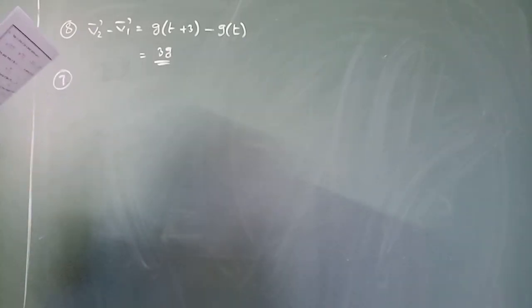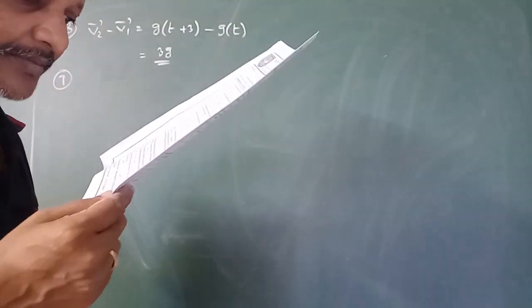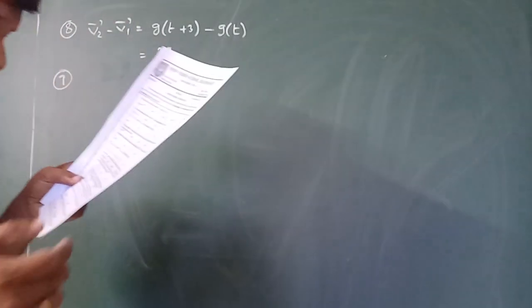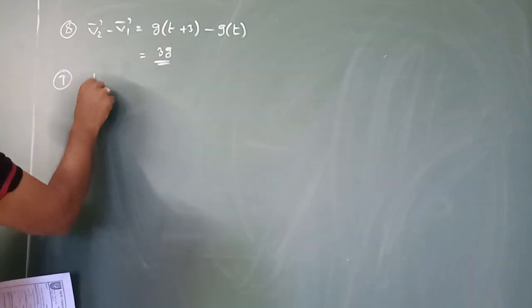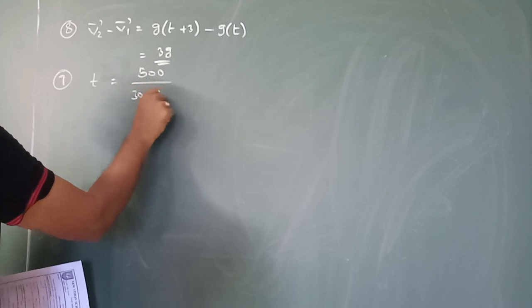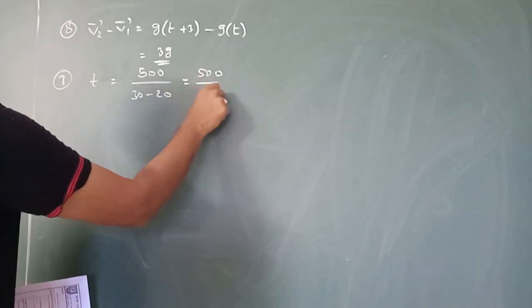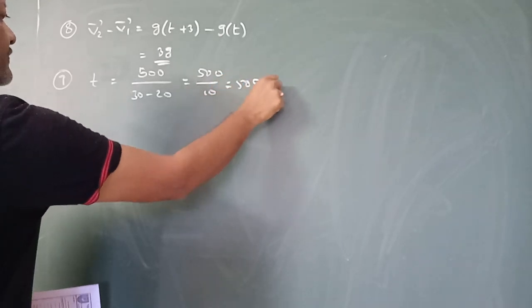Next, ninth one. A train of length 200 meter traveling at a speed 30 overtakes another train of length 300 meter traveling at 20. So time taken is equal to total distance 500 by relative speed 30 minus 20. That is equal to 500 by 10. This is equal to 50 seconds.